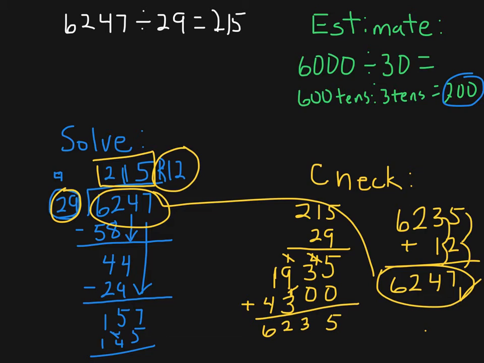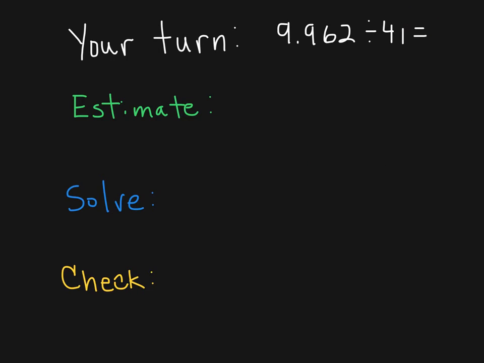215, remainder 12. All right, now it's your turn. You're going to divide 9,962 by 41. Please make an estimate, solve it, and check. Your answer should not be in decimal form. It should have a remainder.